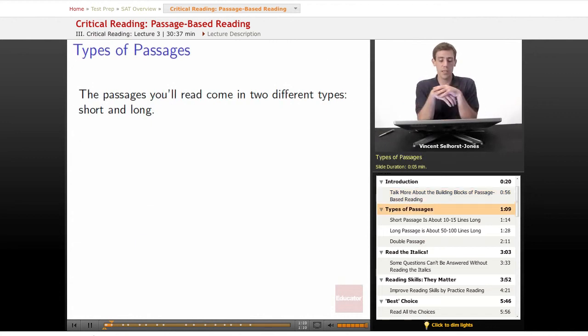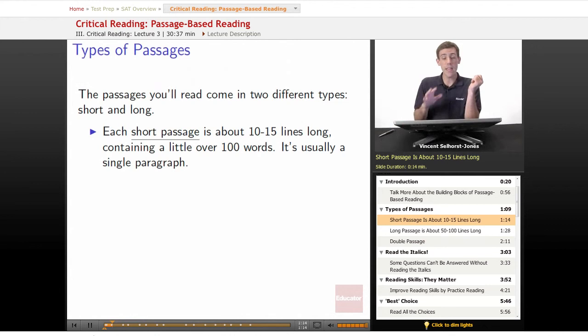The passages you'll read come in two different types, short and long. No big surprise there. Each short passage is going to be around 10 to 15 lines in length, and that's about 100 words, give or take. It's about the length of a single paragraph that you're used to. It might be two paragraphs, but then it'll be shorter paragraphs.